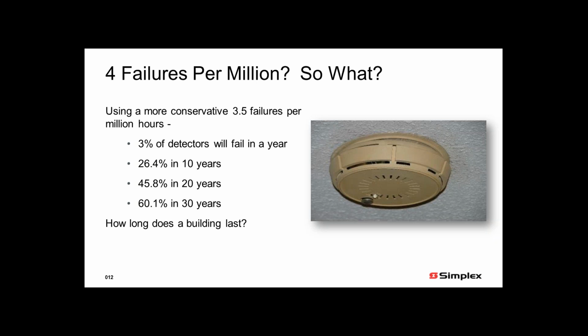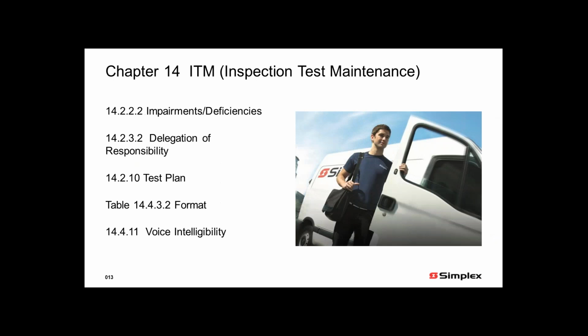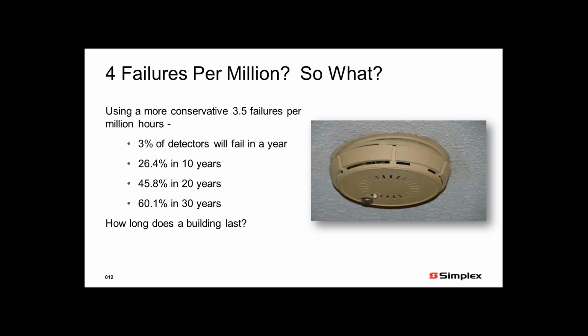So let me look at how long the building lasts, how long the fire alarm system lasts. With Peter, we've talked before that fire alarm systems in many cases are lasting 25, 30, maybe even longer, 30 years in a building. And so it's not uncommon for systems to be in for several decades.